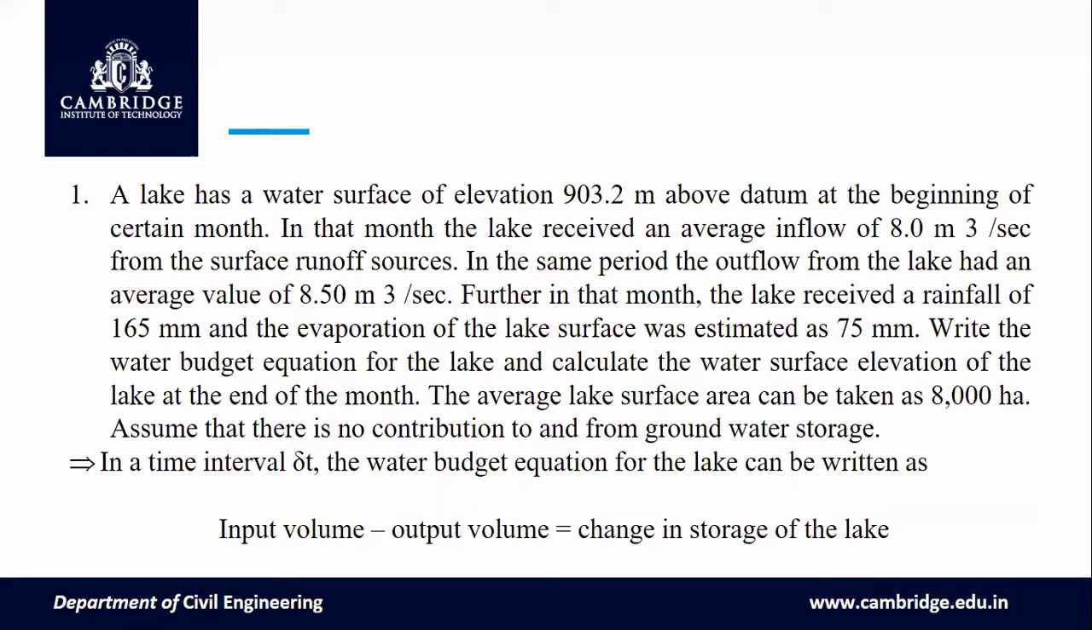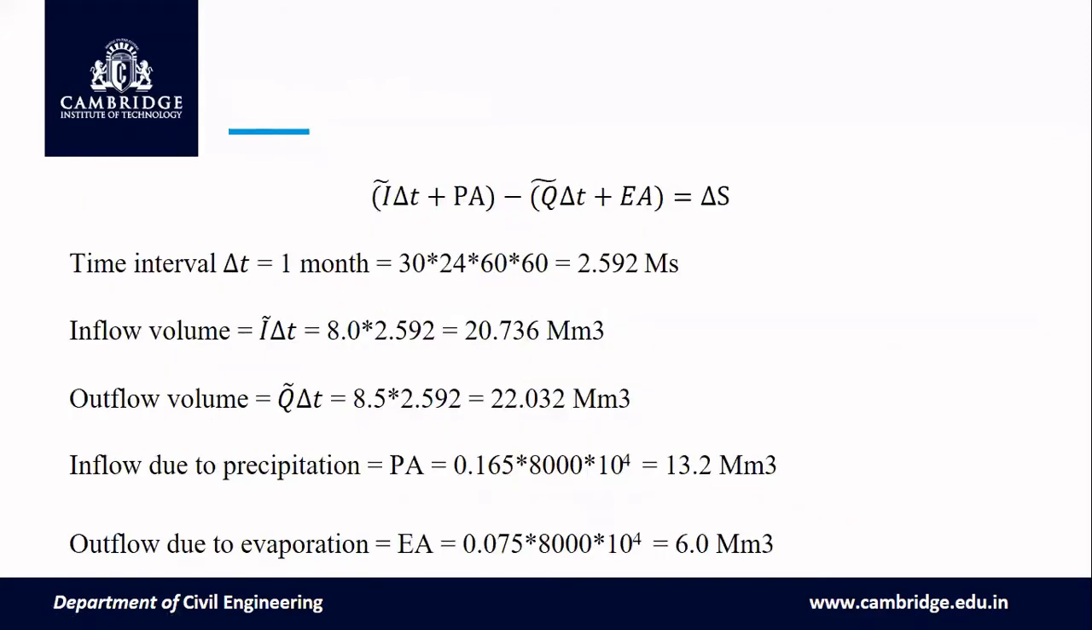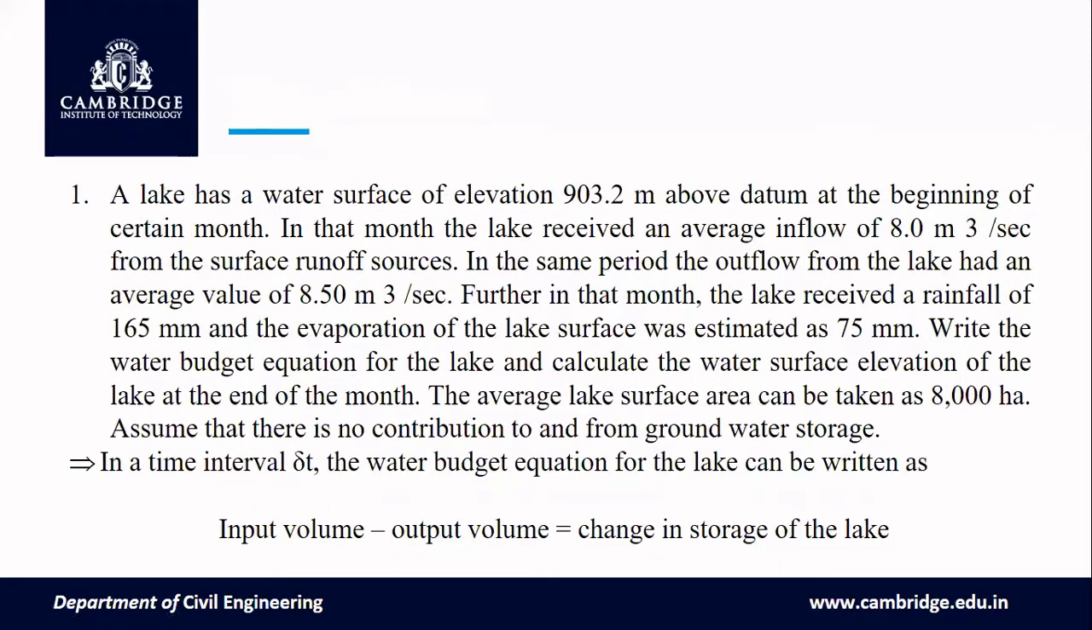You have to write the water budget equation for that lake, and you have to calculate the new water surface elevation at the end of the month. For that, here is the given data. Initially, the water surface elevation in that lake was 903.2 meters at the beginning of the month. It receives an inflow of 8 meter cube per second from surface runoff sources. In the same period, we observe an outflow of 8.5 meter cube per second.